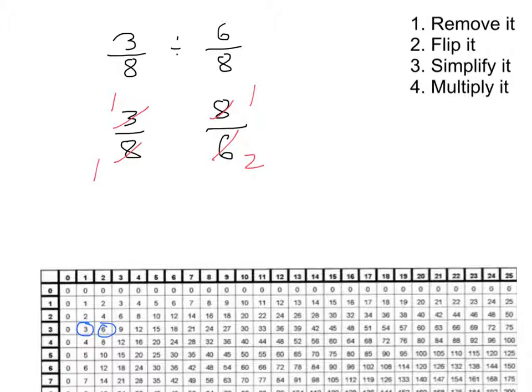And the final step is for us to multiply it. So now we can go ahead and multiply. So we know that 1 times 1, and remember we're multiplying horizontally, so we're multiplying the numerators and the denominators. So 1 times 1 equals 1, and 1 times 2 equals 2. And our answer is 1/2. So we definitely cannot simplify that anymore, and that's the answer.